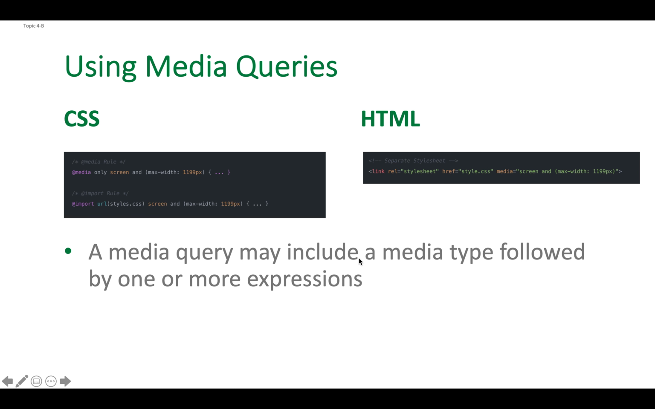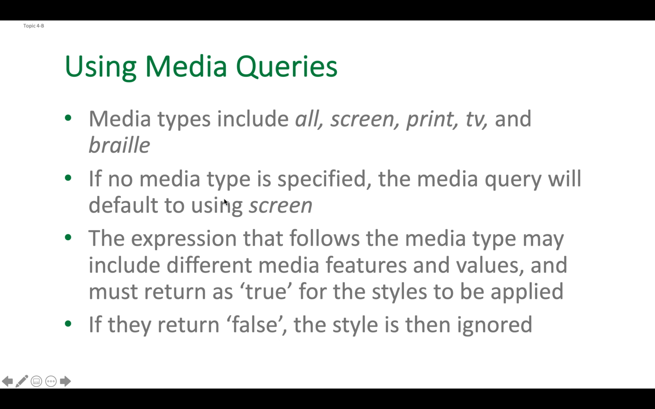So a media query may include a media type, which we have screen here as our type, followed by one or more expressions. So max width, min width, anything like that. Media types include all, screen, print, TV, and braille. Most of the time we just use it for screen. If no media type is specified, the media query will default to using screen. The expression that follows the media type may include different media features and values and must return as true for the styles to be applied. If they return as false, the style is then ignored.